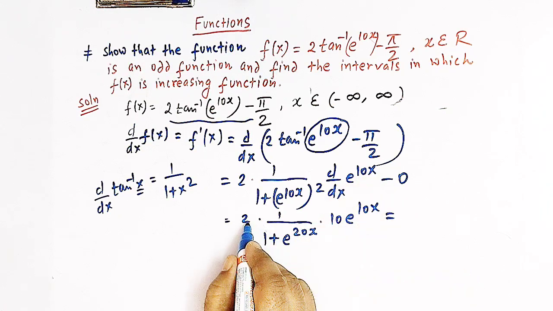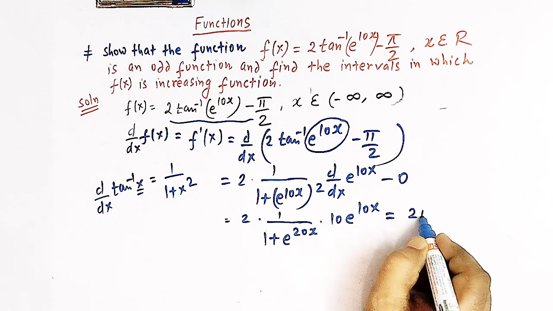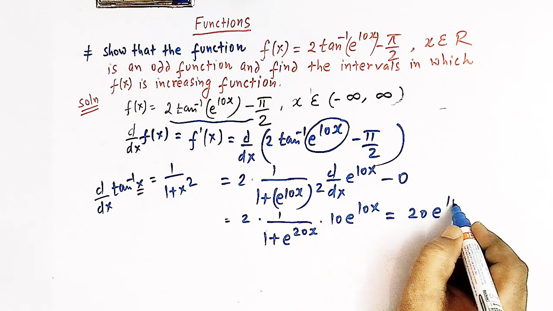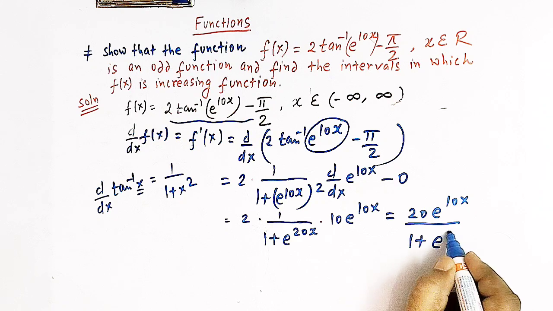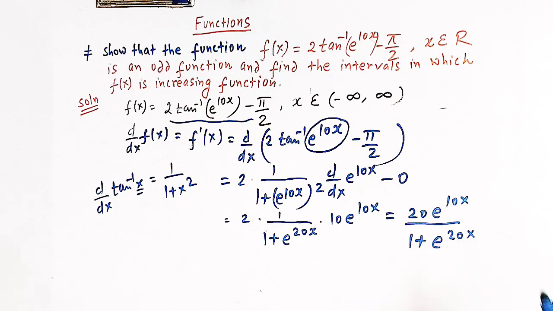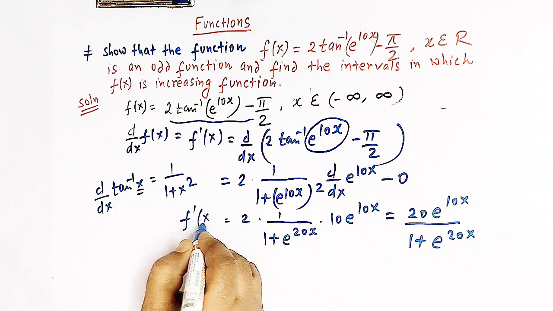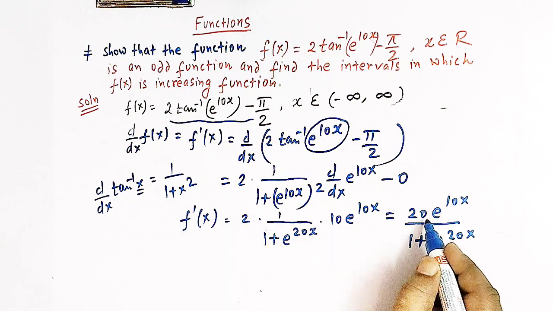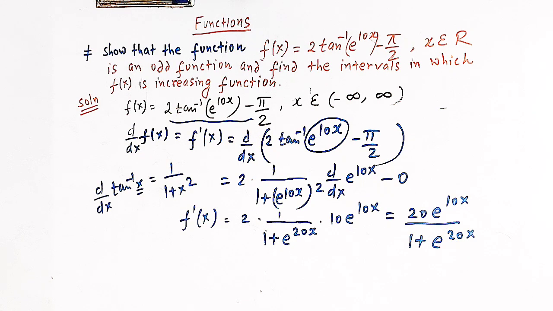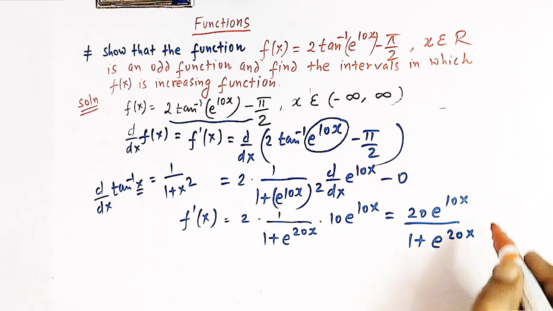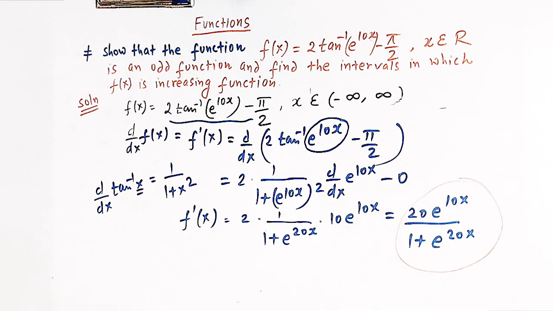So now we have 2 times 10 is 20 e raised to 10x, and here we have 1 plus e raised to 20x, right? So the derivative f prime of x is equal to 20 times e raised to 10x divided by 1 plus e raised to 20x. So now consider this term, right?